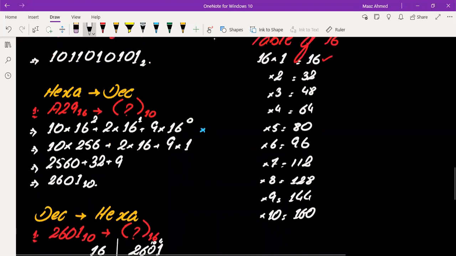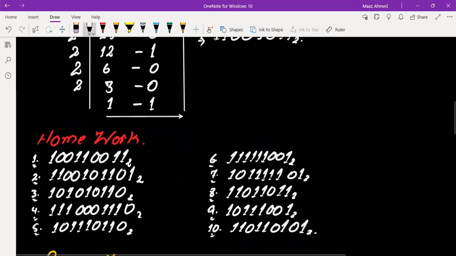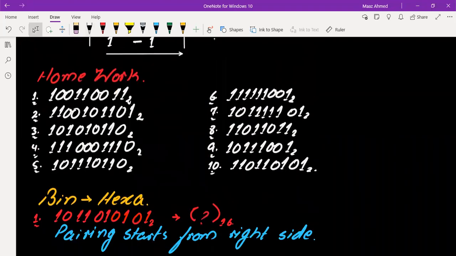Okay, now what you need to do: these are the homework tasks that you need to bring by tomorrow. These are 10 questions. The first question given to you is 10011110011, in binary format. Can you convert this binary number into the decimal number? If it's good enough, give the thumbs up.